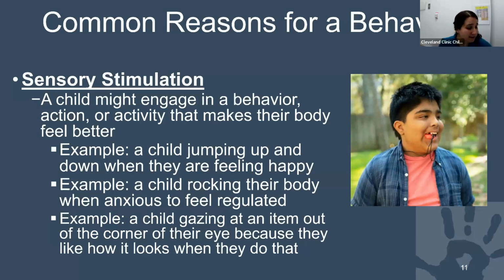Or maybe a kiddo is looking at an item out of the corner of their eye because they like how that looks. And if they like how that looks, maybe it makes their body feel good. So other common reasons of why a child might do something or act in a certain way might be to obtain more sensory stimulation to make their body feel better.